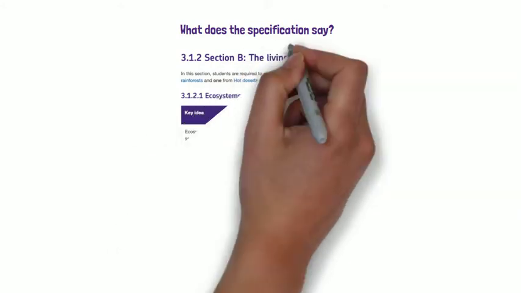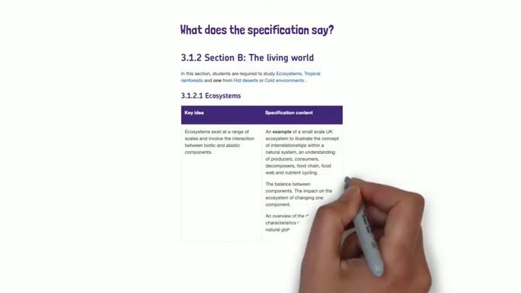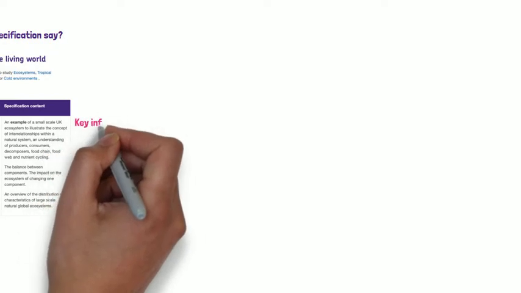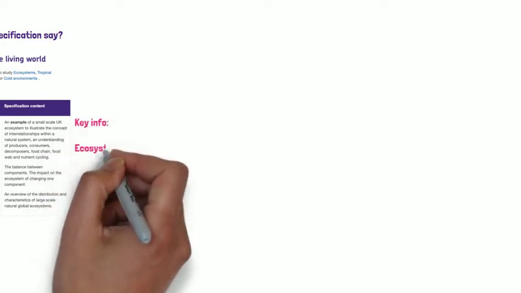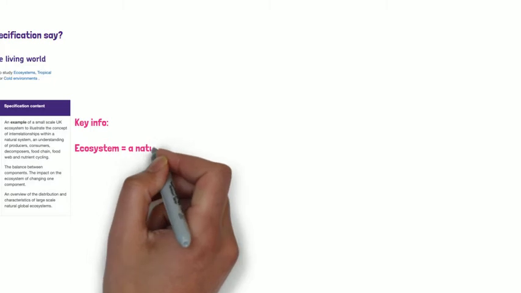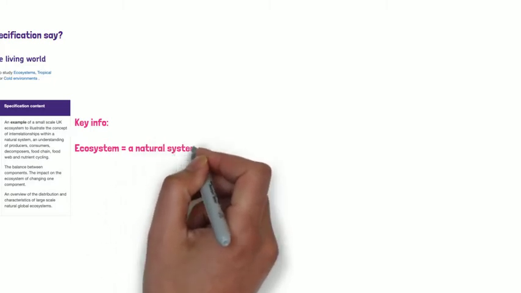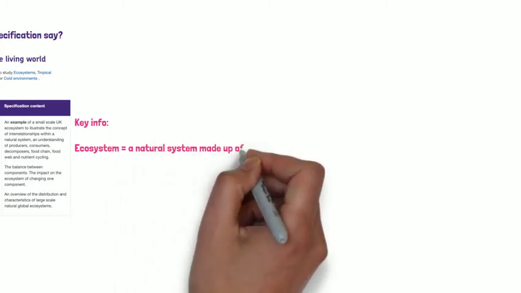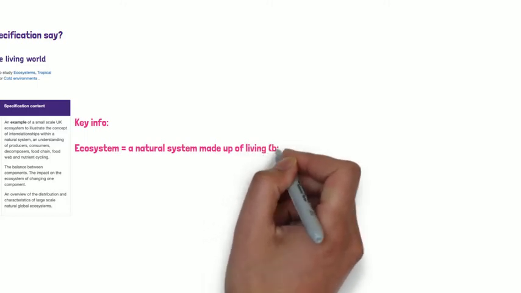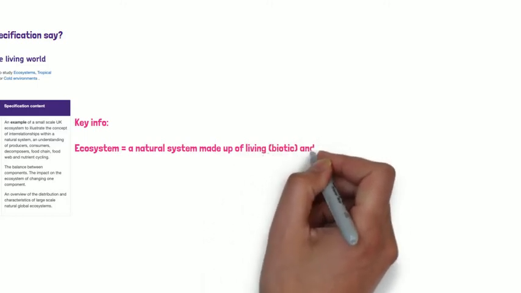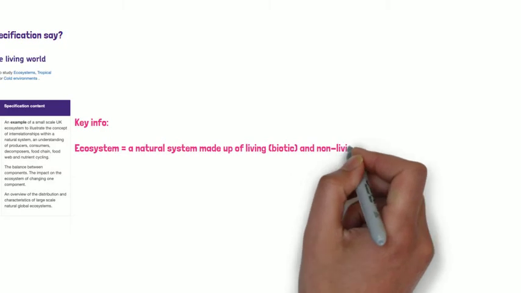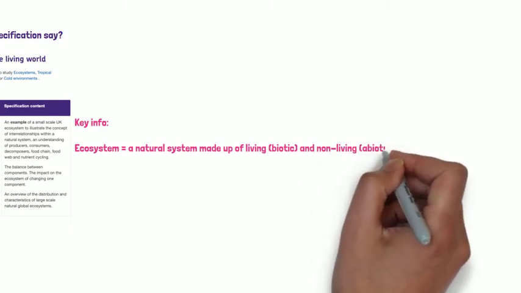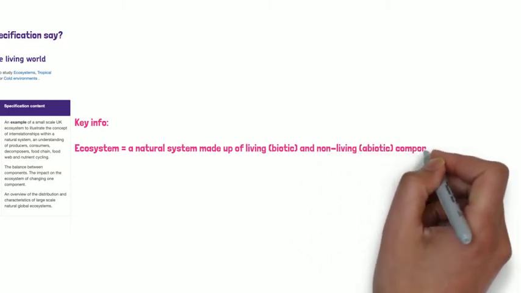so this is at the beginning of the Living World spec, and we're looking at an example of a small-scale UK ecosystem. So first of all, some keywords and key info. So definition of what is an ecosystem. So an ecosystem is a natural system made up of living, which we call biotic, and non-living, which we call abiotic components.